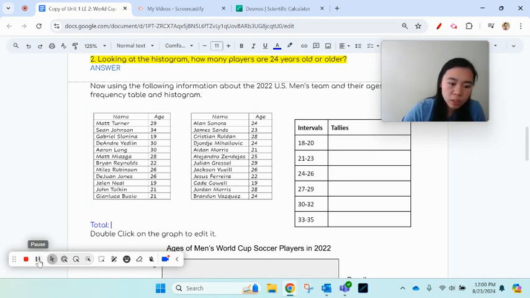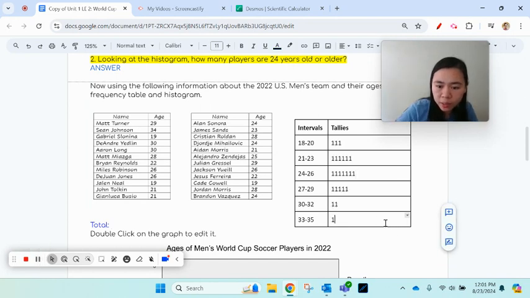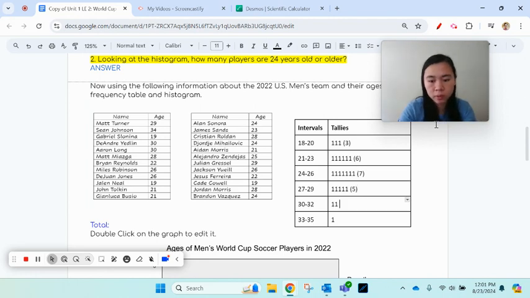And here we go. 3, 2, 1. Okay, I have my tally marks here. I'm going to go ahead and write the numbers off to the side just so it's even easier to read. There's 3 right here. So 1, 2, 3, 4, 5, 6 are between 21 and 23 years old. 7 are between 24 and 26. 5, 2, and 1. Okay, and add them up.